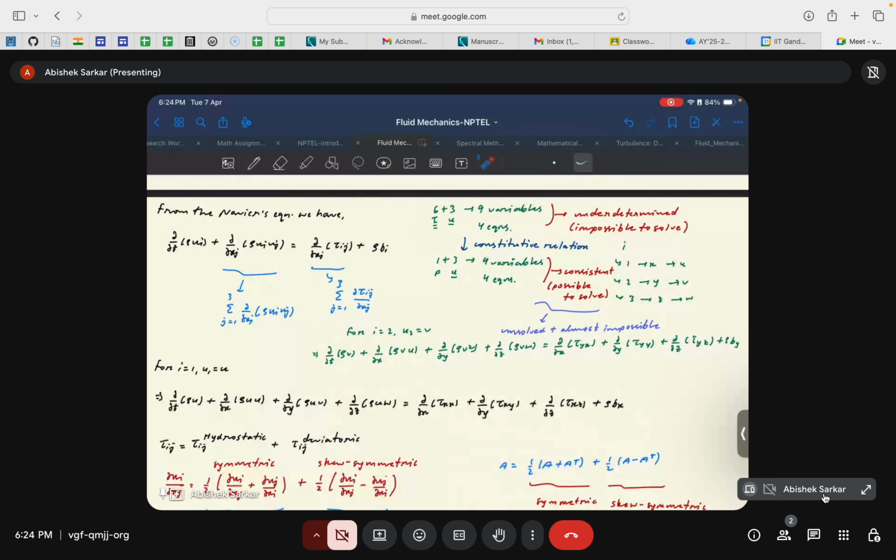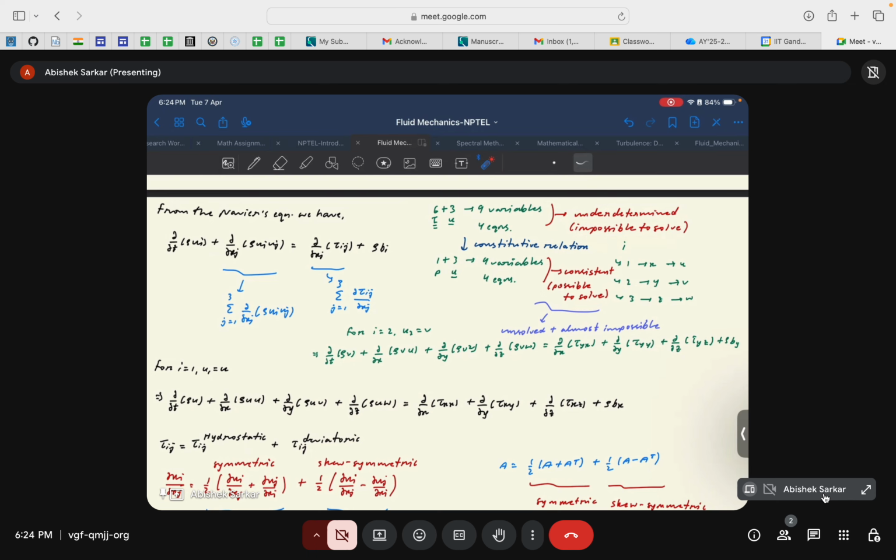But now the thing is, there are 9 independent variables to be found, and the number of equations that we have is only 4. How 4? Because the momentum equation is a vector equation, so there are 3 momentum conservation equations along the x, y and z direction, and the 4th equation is the mass conservation equation. Okay, so you have 4 equations and 9 unknown variables. So mathematically this system is underdetermined and is thus impossible to solve.